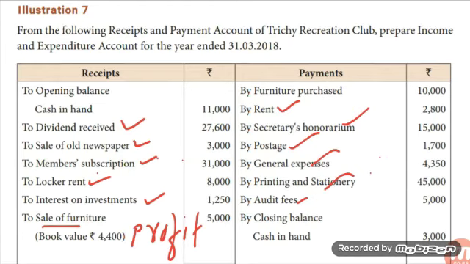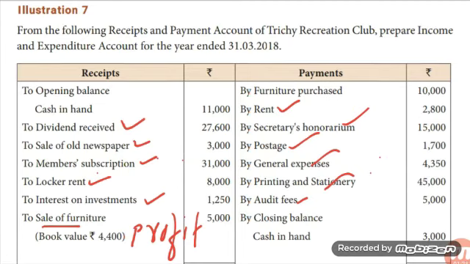Next, interest on investment. It is also a revenue receipt. So, enter on the credit side as by interest on investment, amount in outer column 1,250. Next, sale of furniture. Children, sale of furniture is a capital receipt, but profit on sale of furniture is a revenue receipt. So, you should calculate the profit or loss on sale of asset.